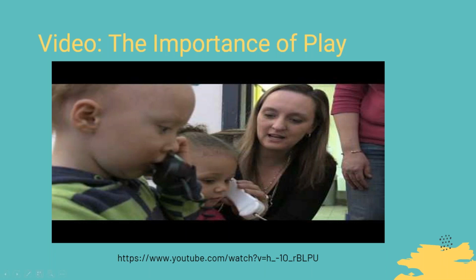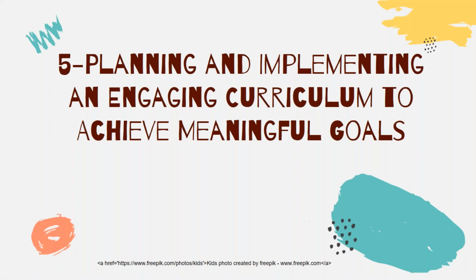All right, so let's finish up our guidelines. Guideline number 5, planning and implementing an engaging curriculum to achieve meaningful goals. And again, we're talking about using a curriculum which consists of plans for the learning experiences through which children are going to acquire the knowledge, they're going to acquire skills, abilities, and understanding.